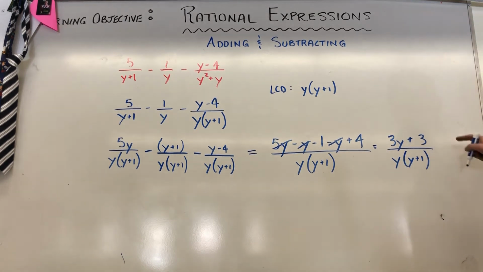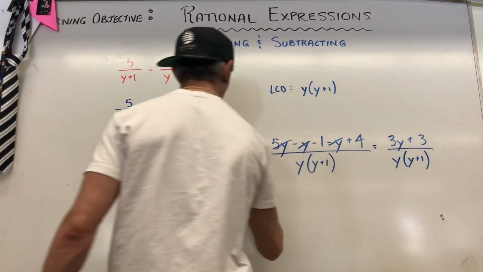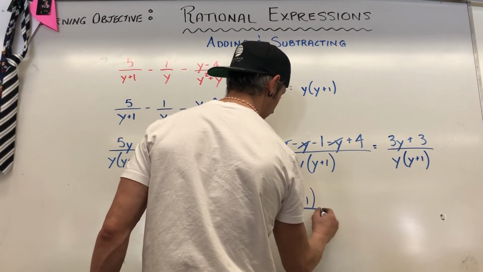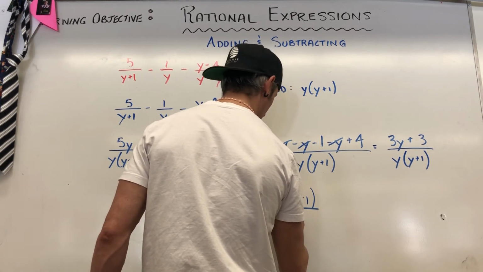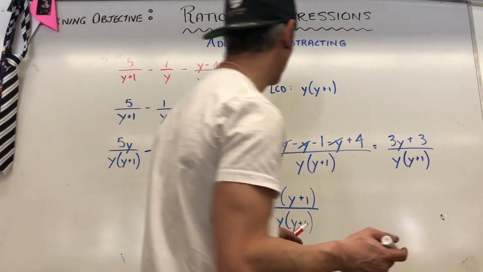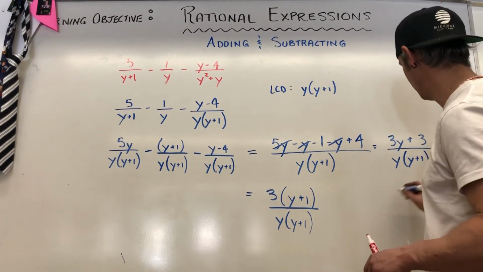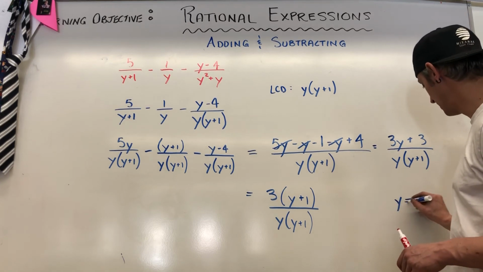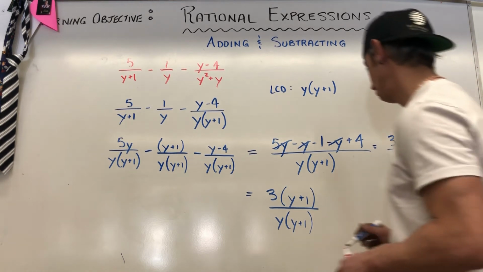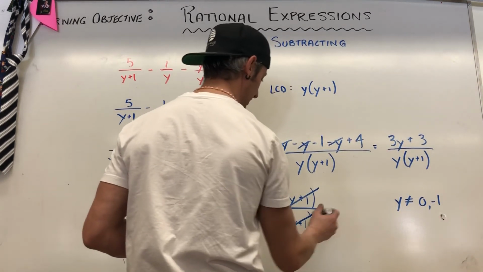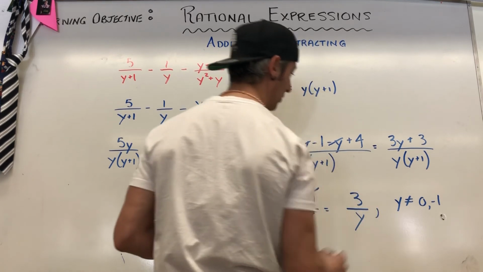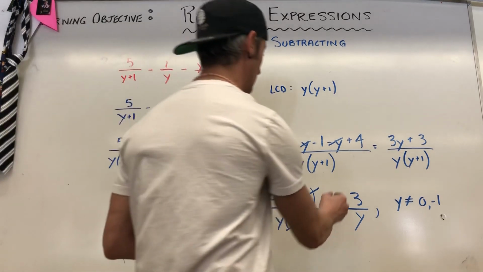Now I'm going to factor the top there, because when I do that, something's going to pop out. 3 times y plus 1 over y times y plus 1. Now remember, I always do my non-permissible values before I start canceling. So my non-permissible values are going to be y cannot equal 0 or negative 1. But I can't cancel those. So my final answer is 3 divided by y, where y cannot equal 0 or negative 1.